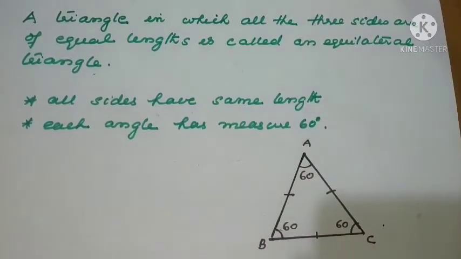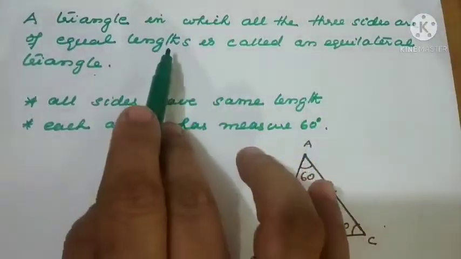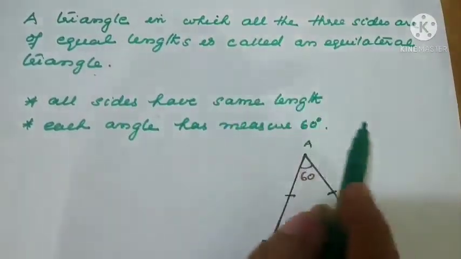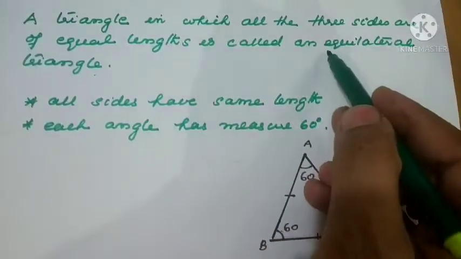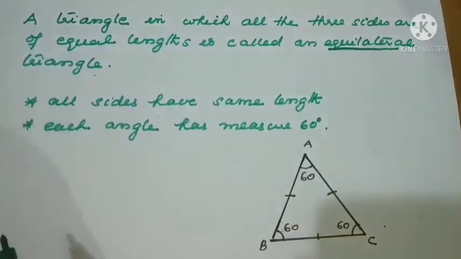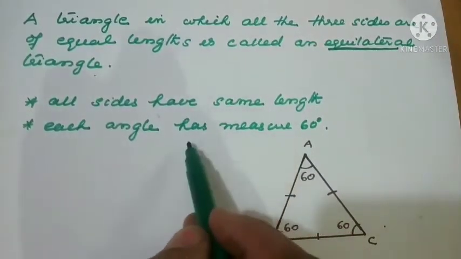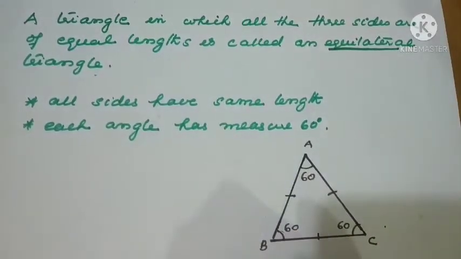We're learning about a triangle and its properties. A triangle in which all the three sides are of equal length is called an equilateral triangle. Already we studied this in lower classes, so that means your 6th class. What is the meaning of this one? All sides have the same length and each angle has a measure of 60 degrees.